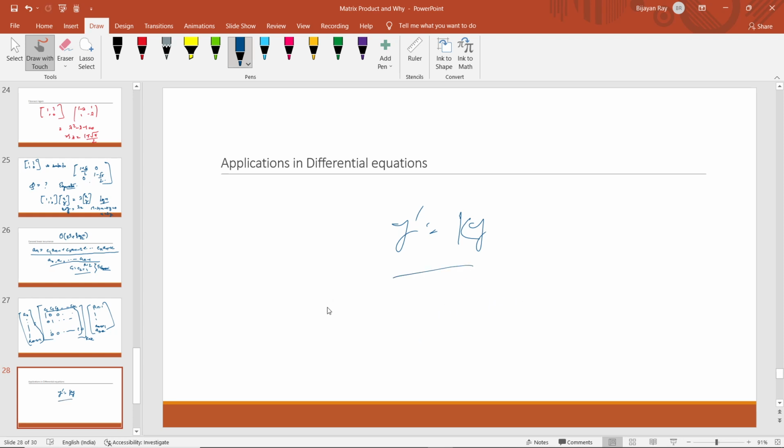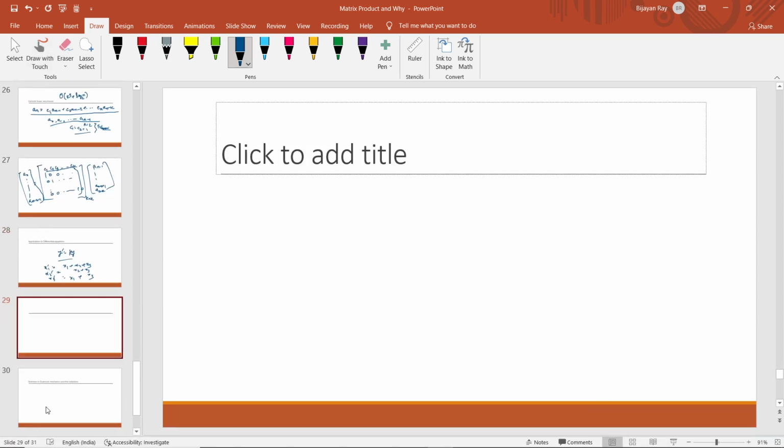Now, what about this system of differential equations? x1 prime equal to, say, x1 plus x2 plus x3, x2 prime equal to x2 plus x3, x3 prime equal to x3. Now how do you solve this? Let me add another extra x1, so x1 plus x3. Now how to solve this? This is the problem. We shall see. This is extremely simple once we have those techniques at hand.